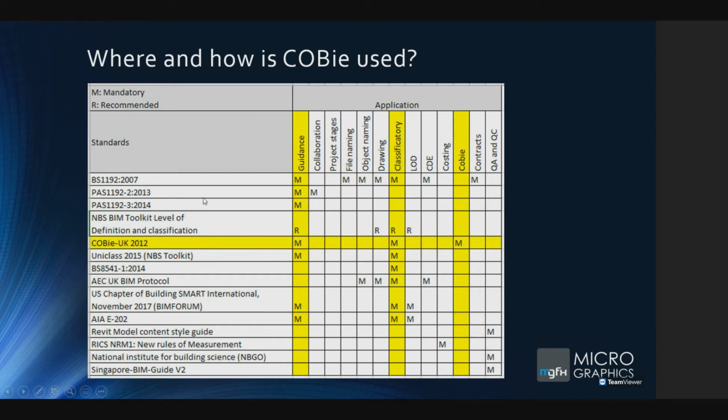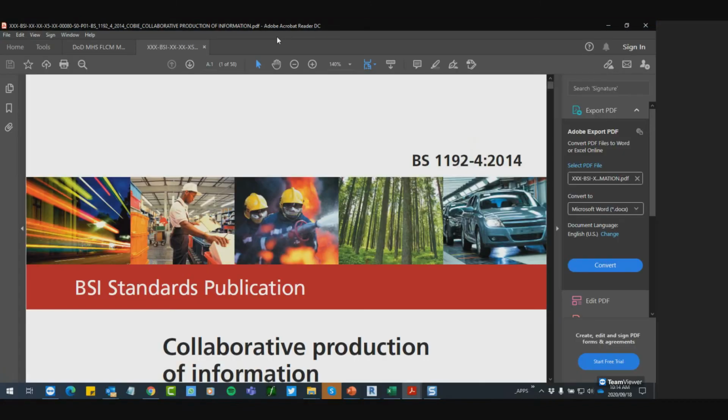This is a grid. In this grid, you can see various standards listed. PAS 1192, this is already old. It's been superseded by the ISO standards, ISO 19650, parts A and B. And then you can see here's COBie UK 2012. So there's an actual COBie standard. I'm going to get that for you and you can see what it looks like.